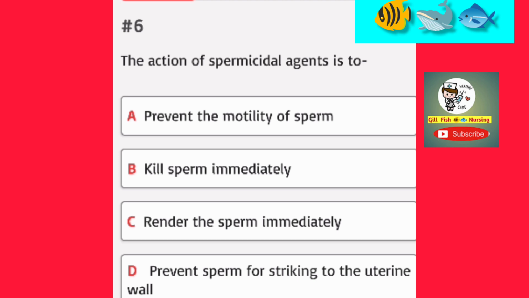The next, sixth question is, the action of a spermicidal agent is, so what is the answer? A, prevent the motility of the sperm; B, kill sperm immediately; C, render the sperm immobile; and D, prevent sperm from striking the uterine wall. So usually that cidal means killing, that is the answer. Sperm means it is a sperm. So the correct answer is kill sperm immediately.